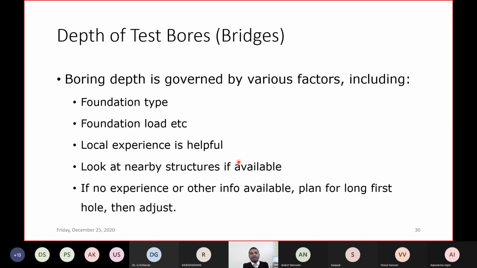So it depends on the variability, and your engineer in charge should decide where we should take a stop, depending on the type of structure and the quality of material that has been found in the soil ground. So boring depth is governed by various factors by which we should take the decision: foundation type, the foundation load. Local experience is helpful. Look at the nearby structure if available. If no experience or other info is available, plan for the long first hole and then adjust accordingly. So these decision-making arrangements are given to the engineer in charge over there.